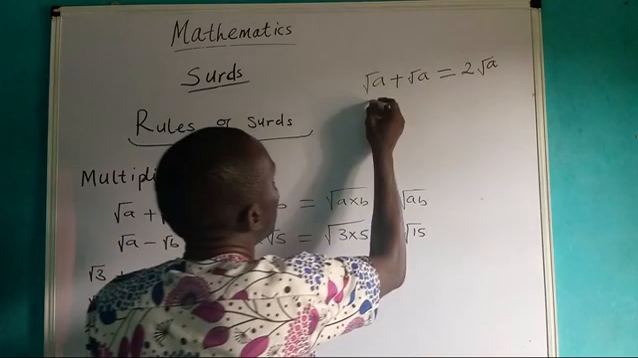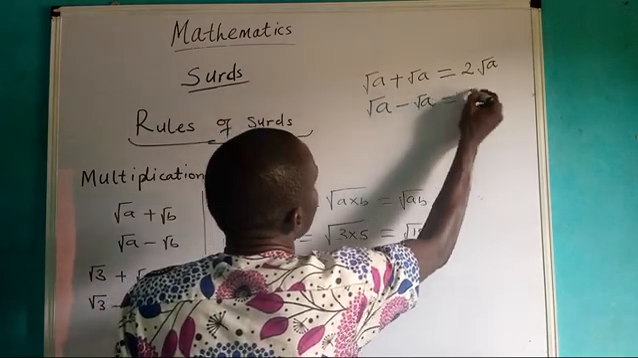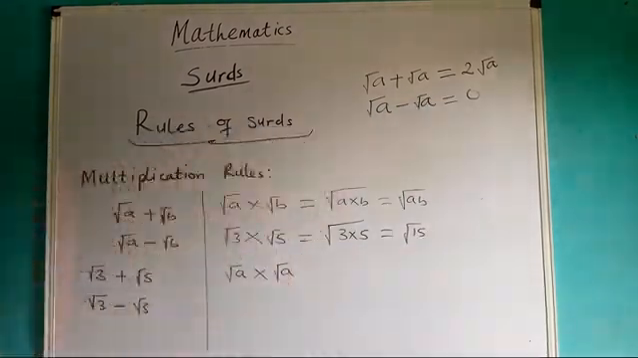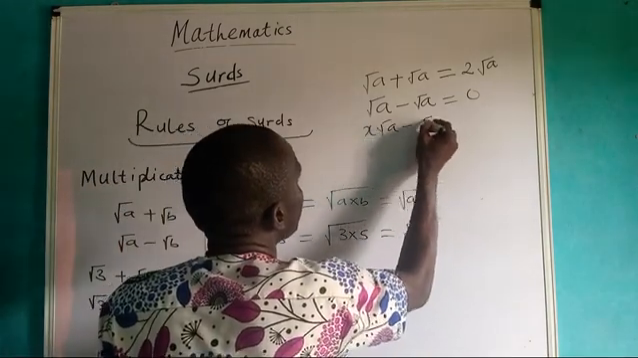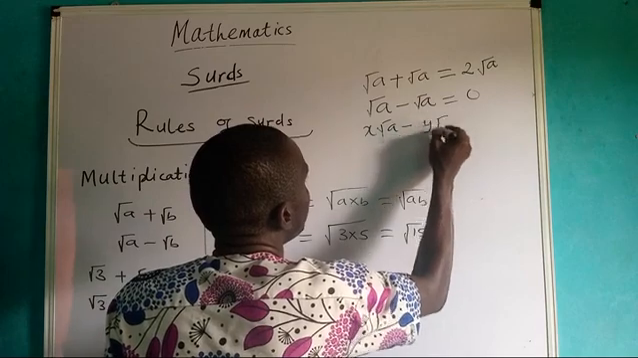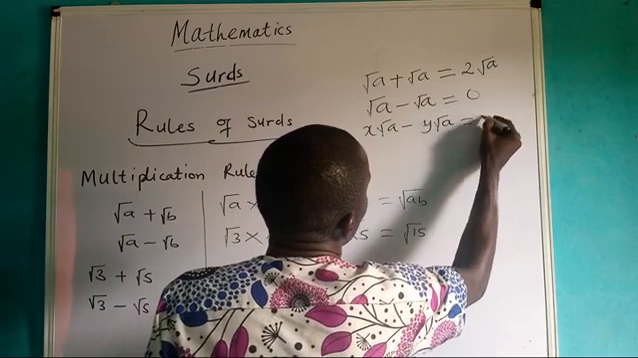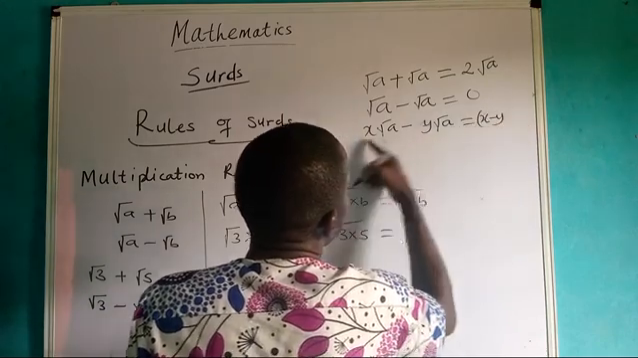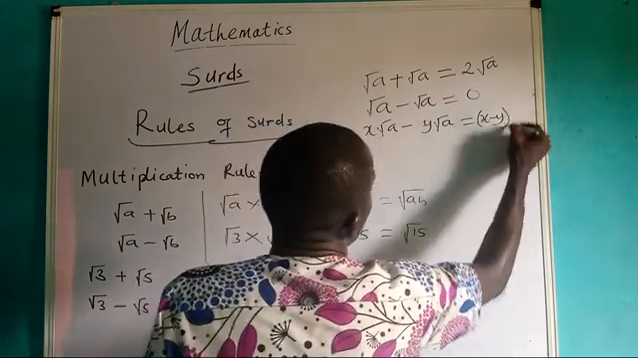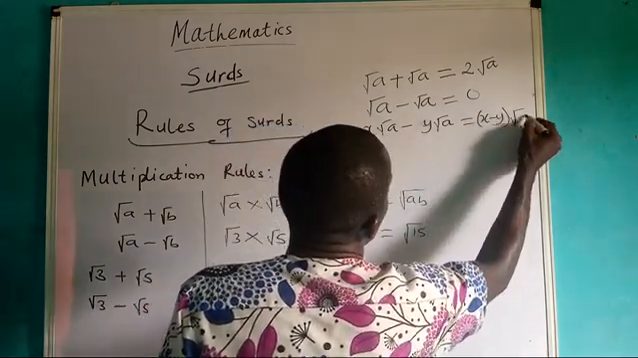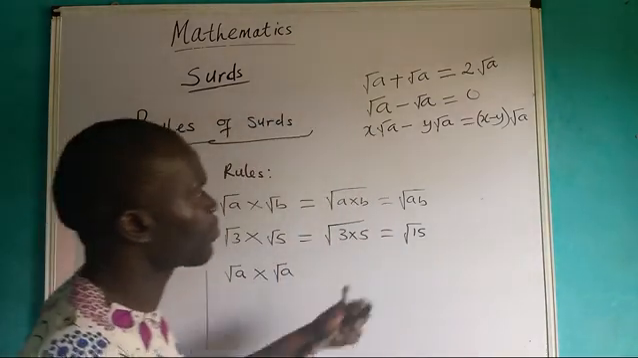When it is minus, root A minus root A becomes 0. But when you come to this one, X root A minus Y root A, we still have a common root. Therefore, simply subtract the numbers at the front of the root and keep the common root. That is, it becomes X minus Y, root A. Root A will be outside.